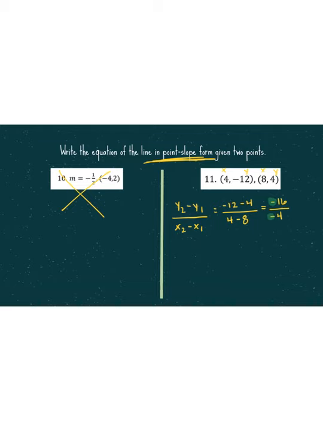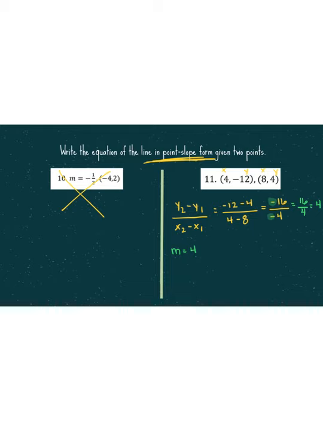So this really is going to be 16 over 4, which gives me a 4. So 16 divided by 4 is 4. So my m equals 4. Okay, now I'm just going to fill in what I know.